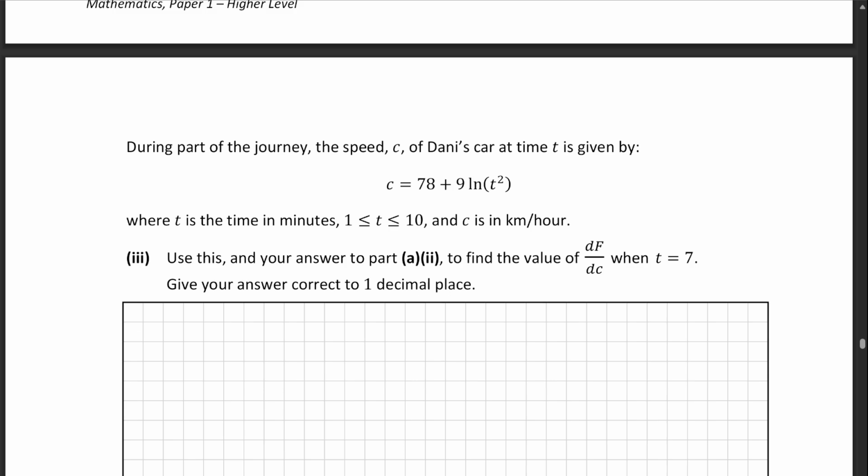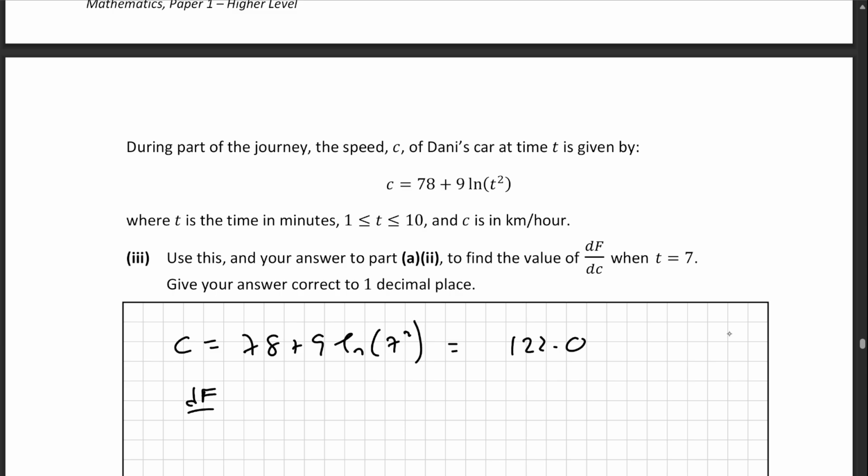Okay. During part of the journey, speed C is given as that, where T is the time in minutes and C is in kilometers per hour. Use this in your answer to part A to apply for another DFDC when T is 7. So C when T is 7 is 78 plus 9 natural log of 7 squared. Natural log of 7 squared is 49, which to one decimal place is 122.0.